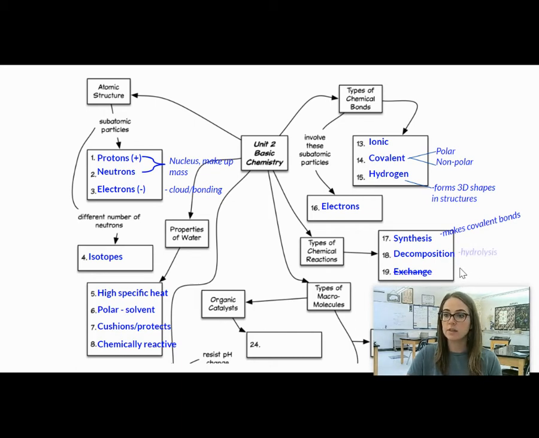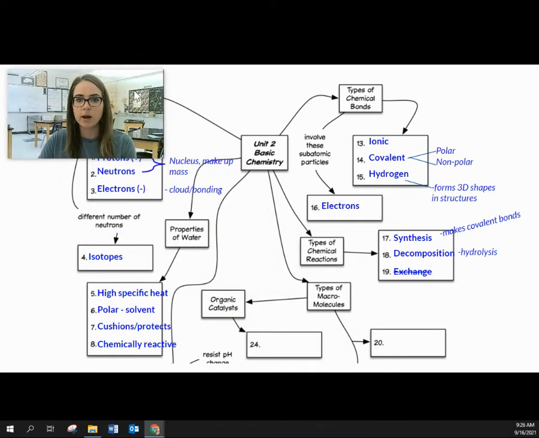Decomposition is the other word for hydrolysis. So something that's going to break things down. In this case, we're going to add water to break particles apart. It's called a decomposition reaction or hydrolysis. All right, and now we're getting down to our macromolecules down here.